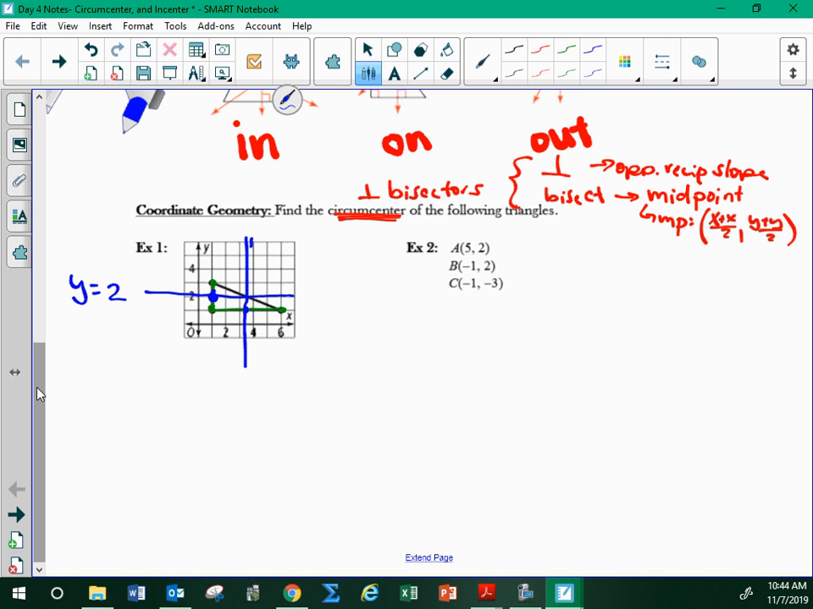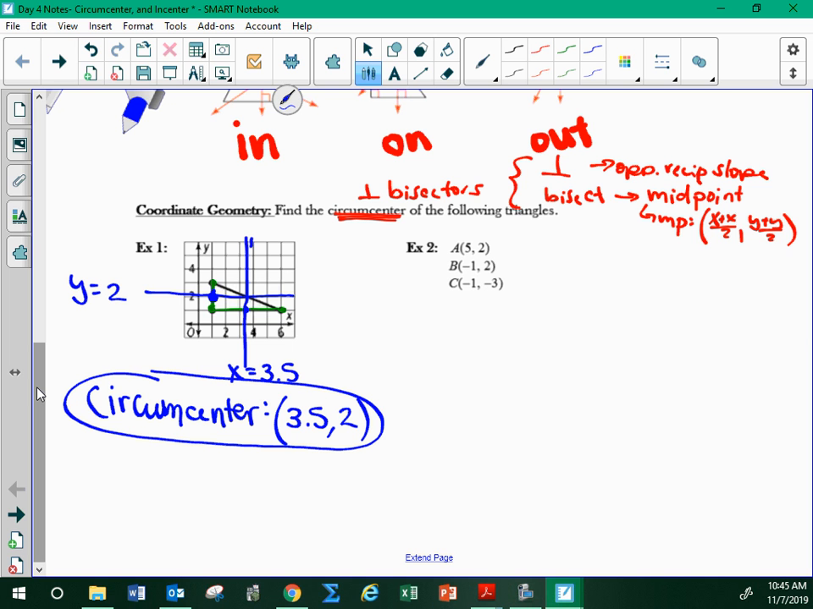And what would be our equation of that perpendicular bisector? X equals 3.5. Good. So we need to find where they intersect. Where they intersect is where they both occur at the same time. What would be the point? 3.5, 2. Good. So our circumcenter is going to be the point 3.5, 2.